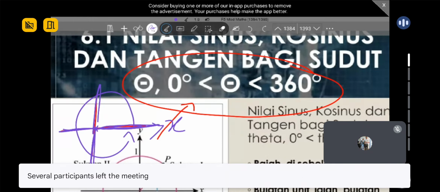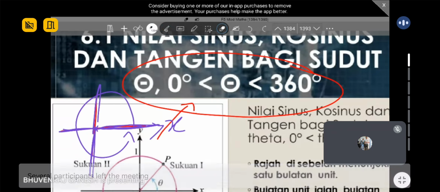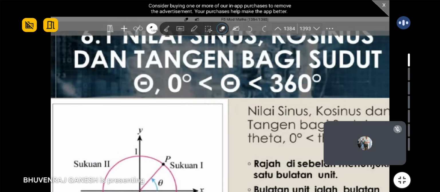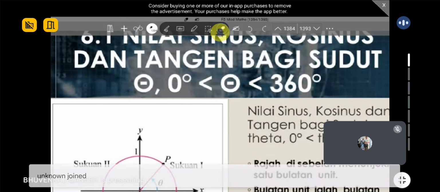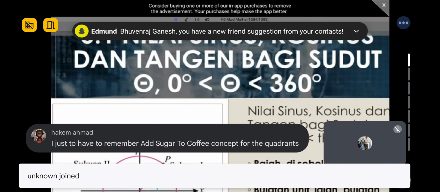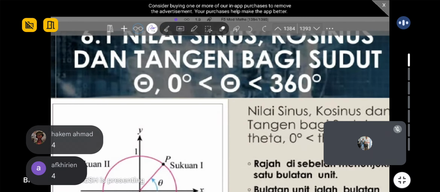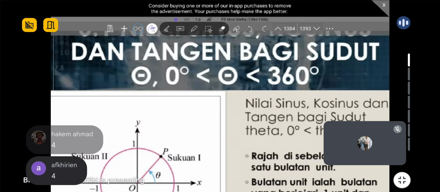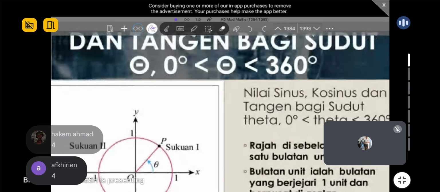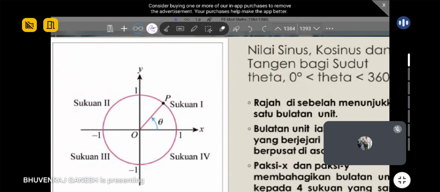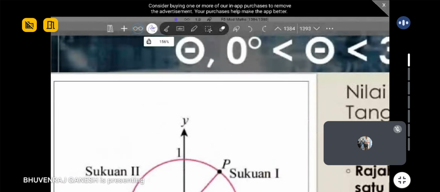So, berapa quadrant kita ada guys? How many types of quadrant we have in maths? Yes, correct. How many quadrants in total? Yes. Okay, ingat ada 4 quadrant secara total. So these are the 4 quadrants. Ini adalah 4 quadrant yang kita ada.